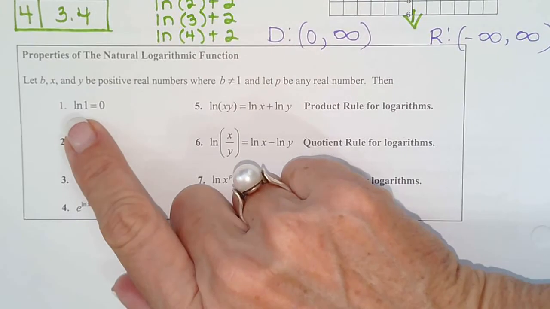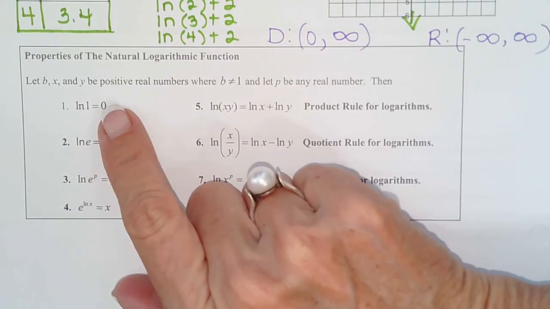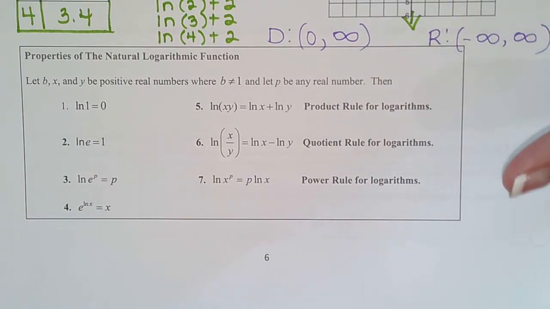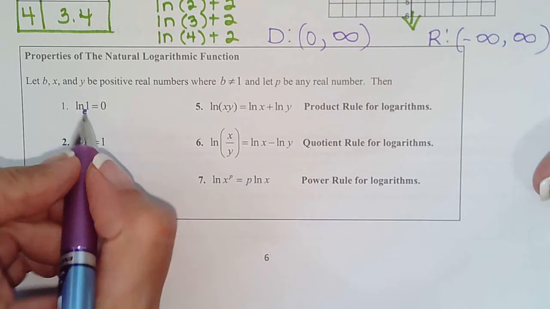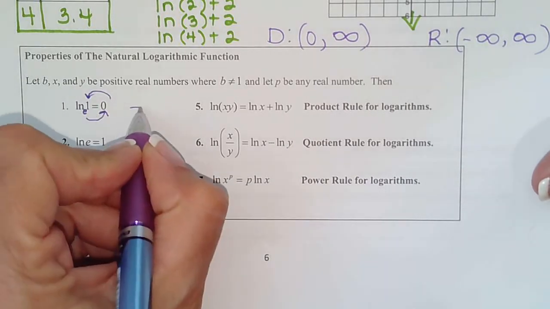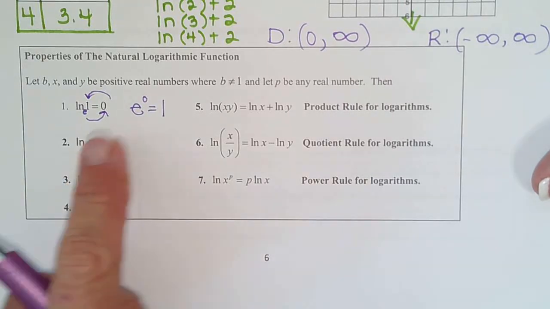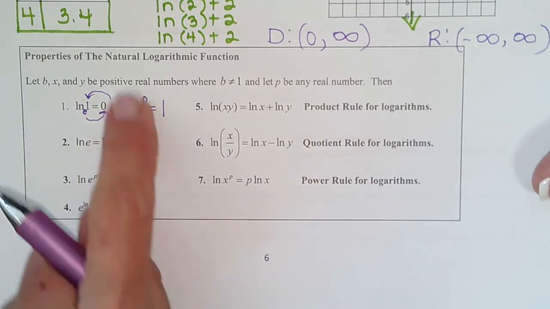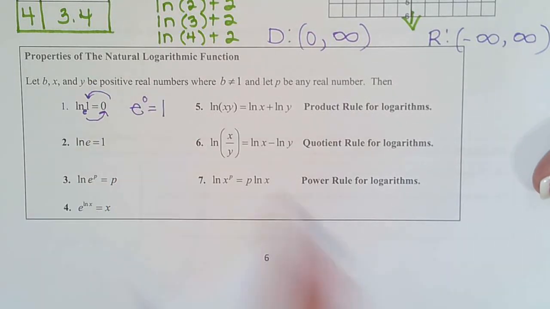So log of 1 is 0, as is natural log of 1 is 0. And the reason, if you remember right, there's an imaginary e here. And when we do loop and swoop, we get e to the 0th equals 1. And that's how we know that what we've written is true, because when we put it in exponential form by doing loop and swoop, we get a true statement. Anything to the 0th power is 1. So log of 1 is always 0.